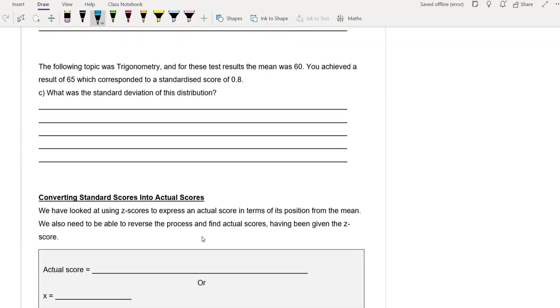The next one is similar. It says this one's trigonometry, the mean is 60 and your result is 65, and your standardized score is 0.8. So in this case, you're given the z-score. Standardized score is the z-score, and it asks you for the standard deviation. Now you can use the same formula here. So the z-score formula is this: z-score is your score minus the mean over standard deviation.